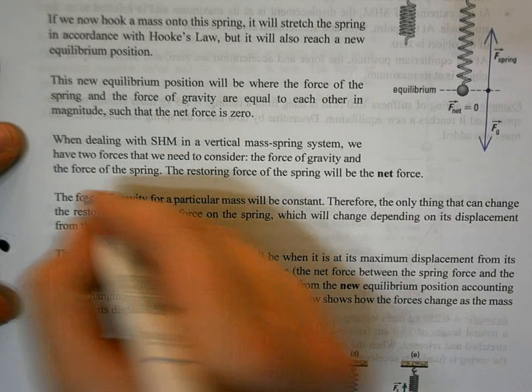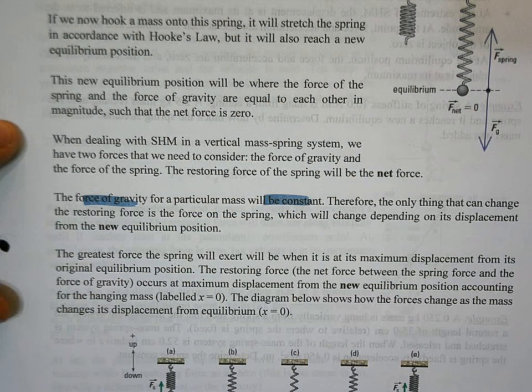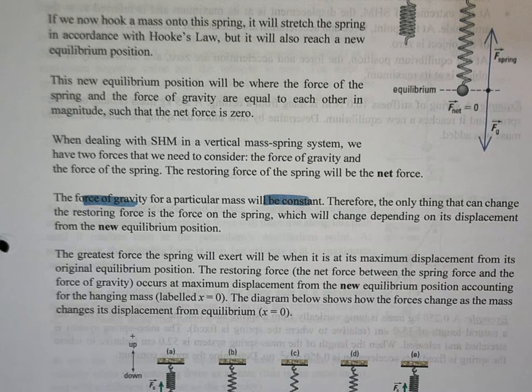constant, because we know that Fg is just mg. So if the mass isn't changing and the acceleration due to gravity isn't changing, Fg is not going to change. The only thing that will change is the force of the spring, or that restoring force, because it depends on that distance from equilibrium. So as it changes, the net force on this object is going to change. If the net force is changing, that means the acceleration is changing. Once again, that complicates things, but we will find a way around that.